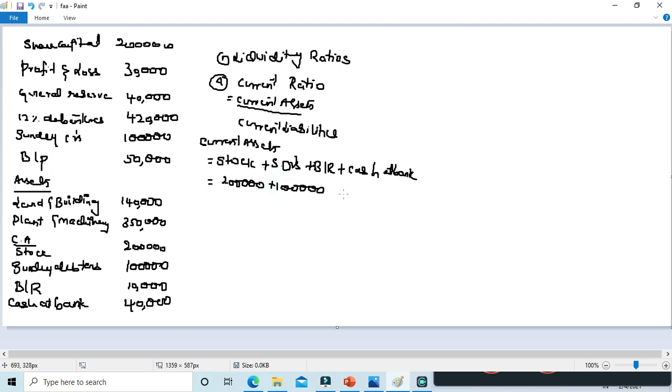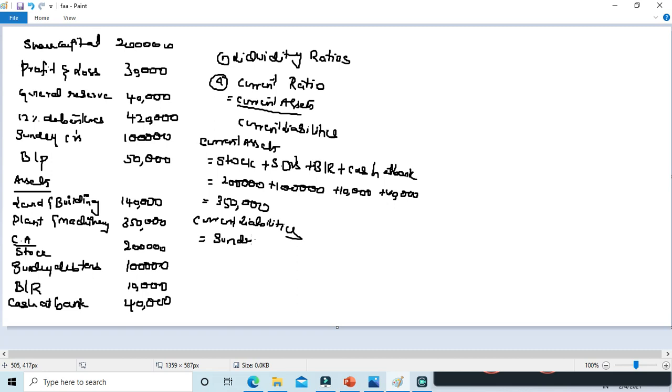Okay. So we know the numerator and then the denominator. You just need to substitute 3 lakh 50,000 divided by 1 lakh 50,000. So if you divide this, how much will it come to? It will be 2.33 is to 1. That is nothing but 2.33:1, you will get the current ratio. Okay, so this is the first one.